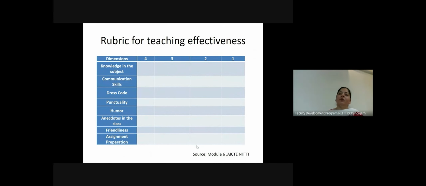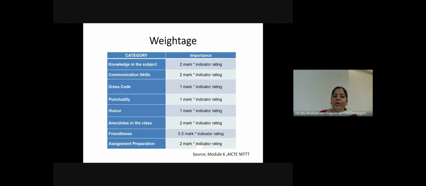Module 6 में आपने ये rubric sheet देखी होगी. This rubric sheet is for teaching effectiveness. कितनी dimensions में classify किया उन्होंने rubric को? Knowledge, communication, dress code, punctuality and so on. Then scale decided as 4, 3, 2 and 1. उन्होंने टीचिंग डायमेंशंस को क्या कर दिया, देन वेटेज, कम्युनिकेशन को 2 नंबर देंगे, ड्रेस कोड को 1 देंगे, पंक्चुअलिटी को 1 देंगे. अब आप इवैल्यूएट कैसे करोगे इनको?